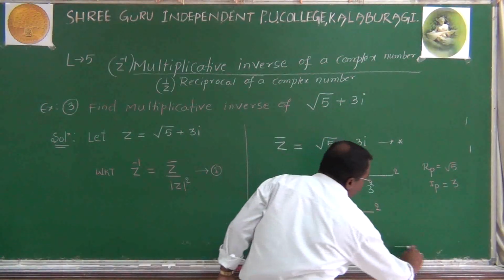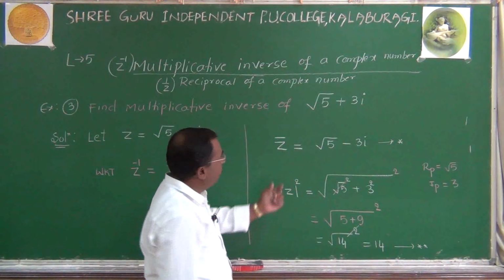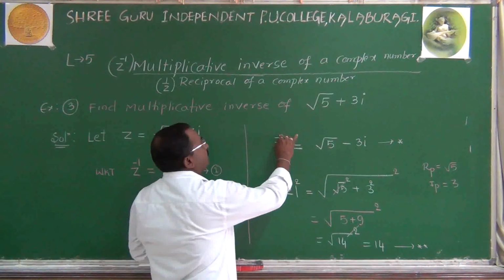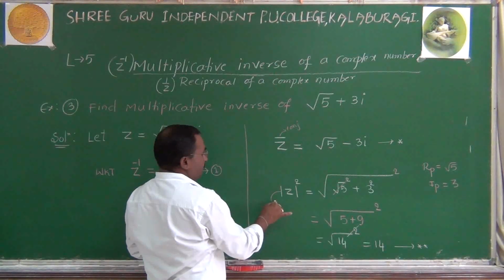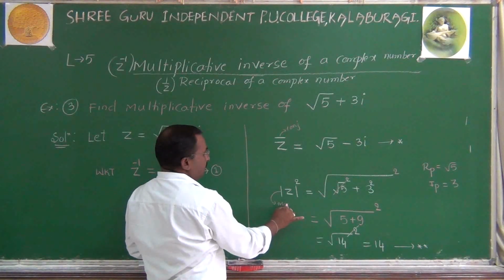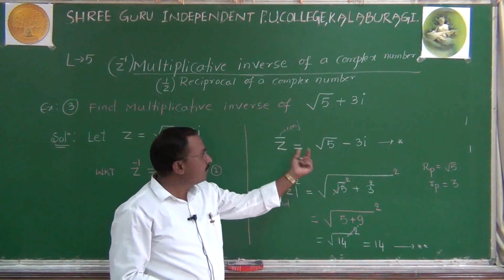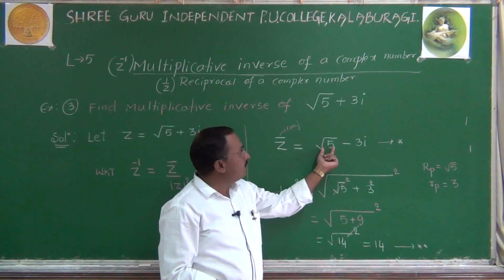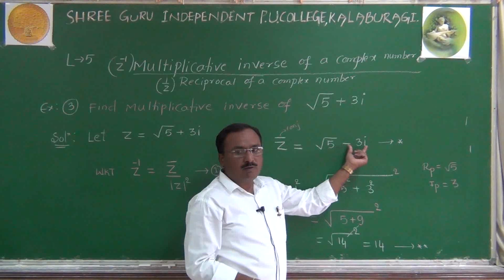Any doubt? Listen carefully, this is a very important point. z bar is the conjugate. The modulus symbol means square and root get cancelled. z bar is: real part as it is, change the sign of the imaginary part. This is the formula for the conjugate.